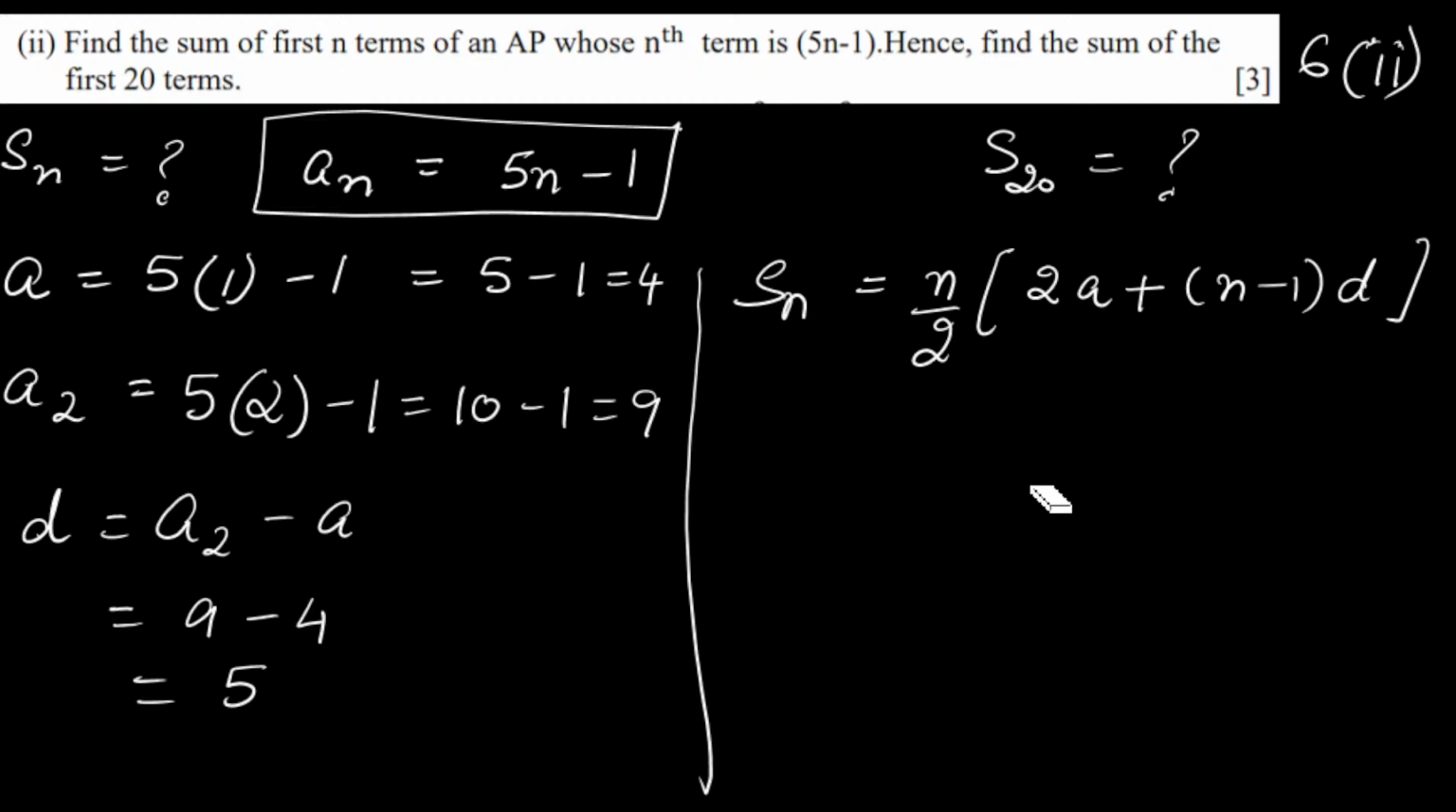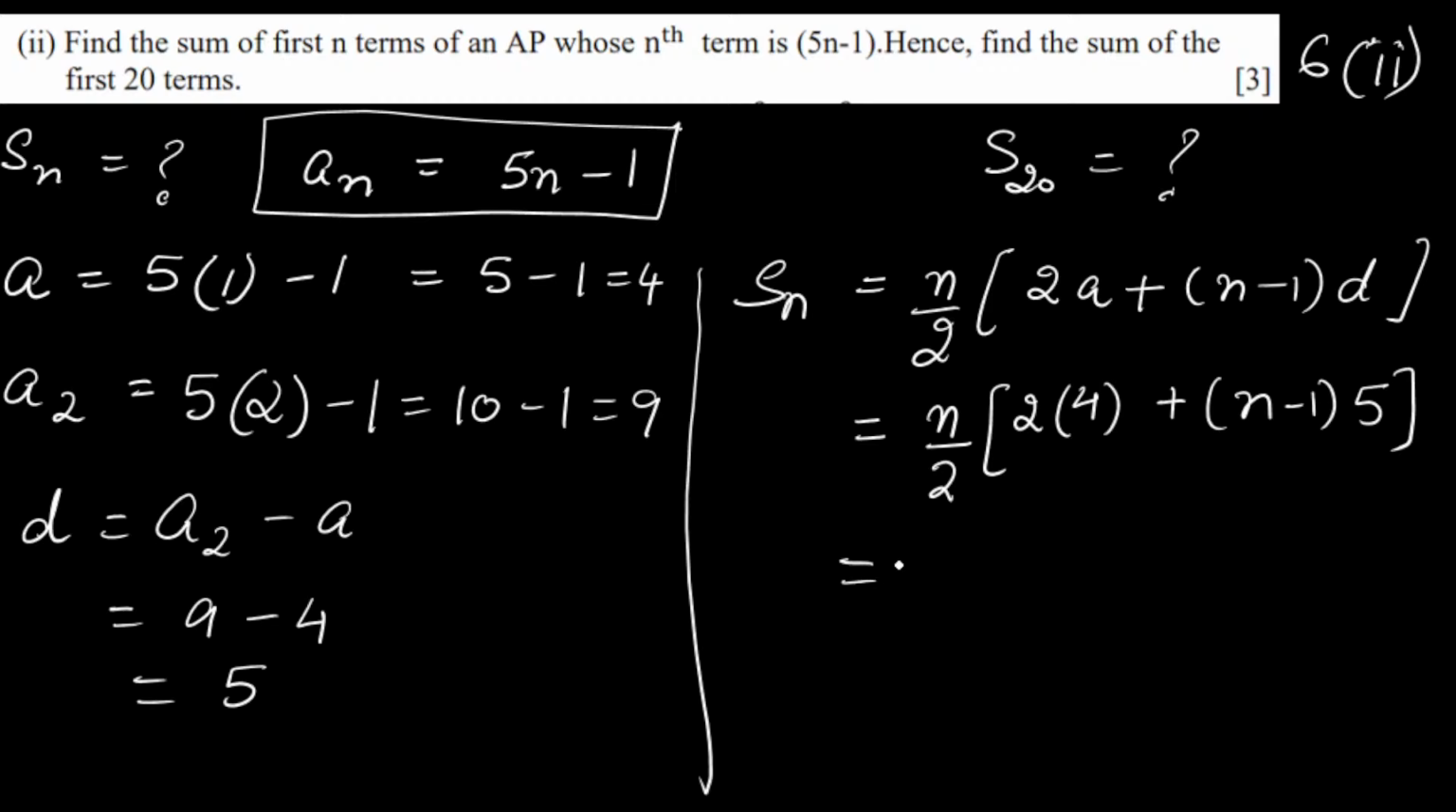Now in Sn's formula, we just have to substitute. Sn will be in terms of n only. So n by 2 into 2 into A. 2 into A's value, 4, plus n minus 1 into D. D is 5. So let's simplify this.